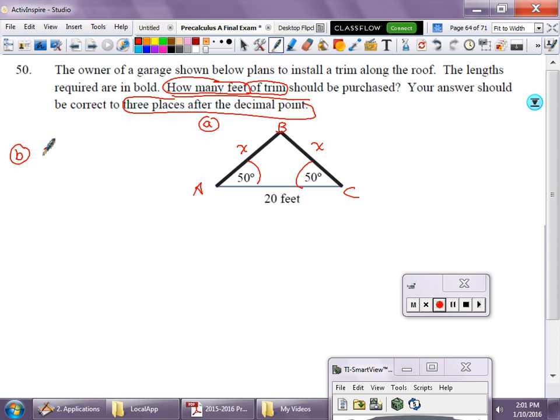Angle B is equal to 180 minus the sum of the other two, angle A plus C. So angle B is equal to 180 minus 50 plus 50, which you should see right away. You don't have to do all that. Angle B is 80.